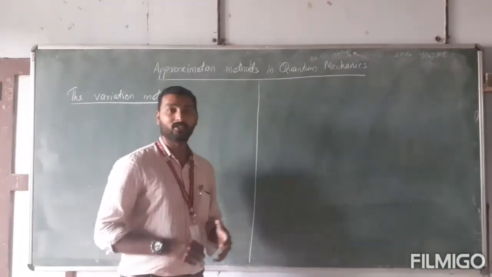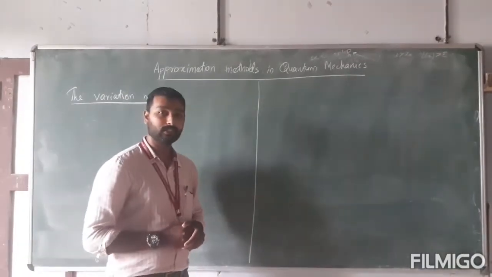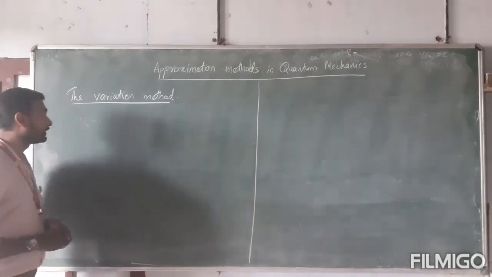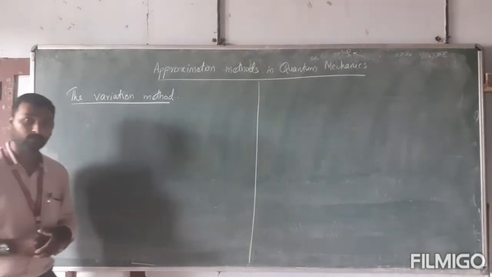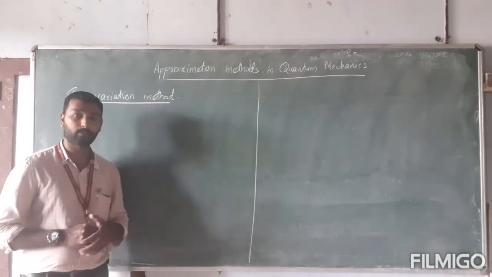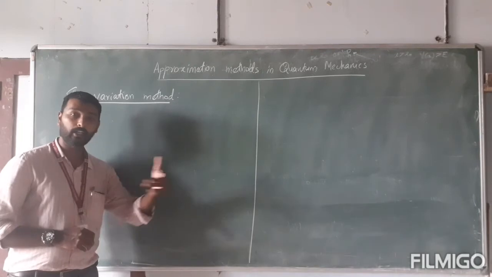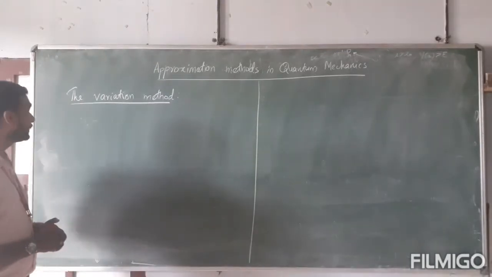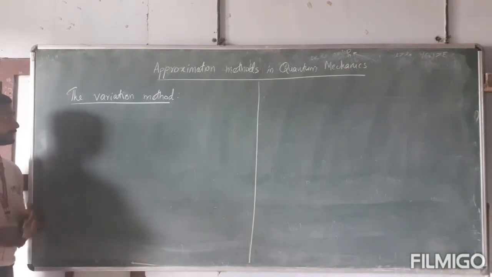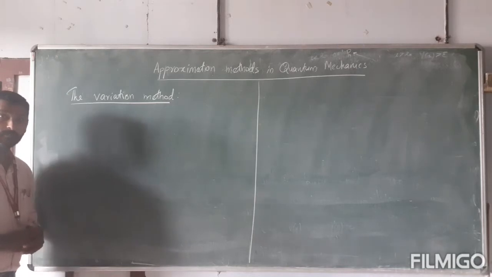So welcome back to the discussion on approximation methods in quantum mechanics. Today we are going to discuss the last approximation method in our syllabus, which is called the variation method. We have discussed many approximation methods in quantum mechanics. Particularly, I have discussed the WKB approximation, and you might have learned the time-independent perturbation theory. And this is the last approximation method that we have to study according to our syllabus.